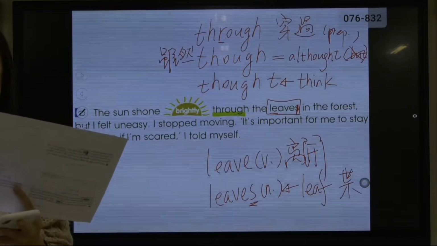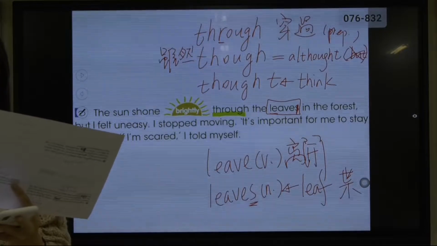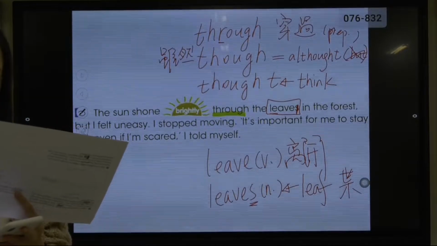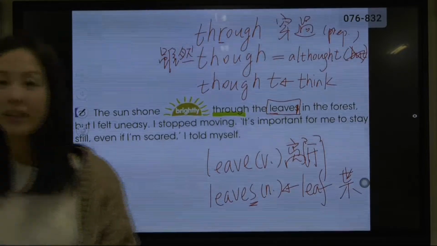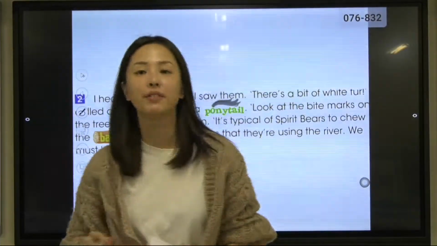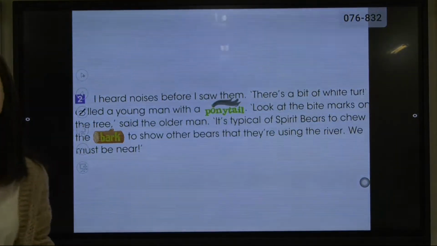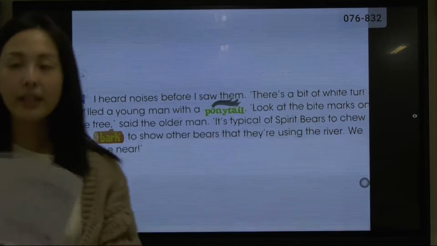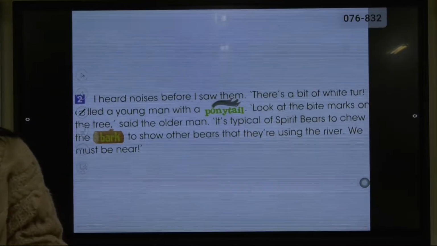Yes, you have to write down your notes, okay? Everything I said, you have to write down, okay? I told myself, okay? So, first paragraph. Second paragraph. I heard noises before I saw them. There is a bit of white fur.